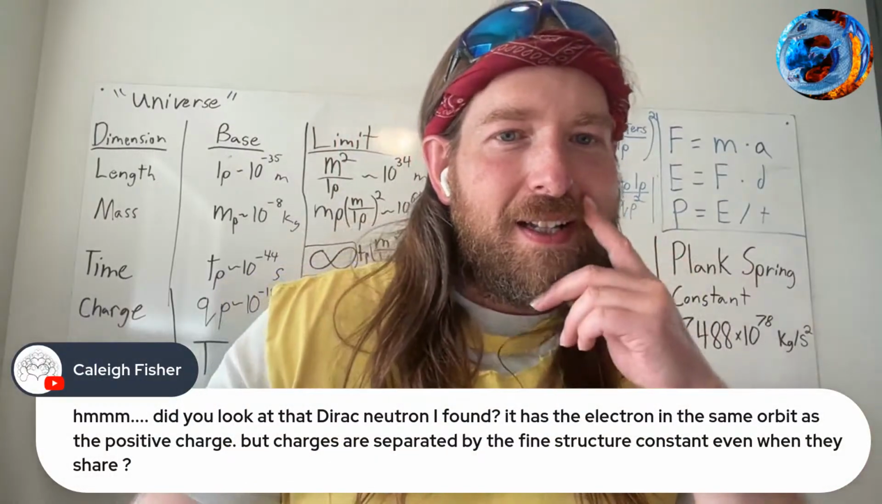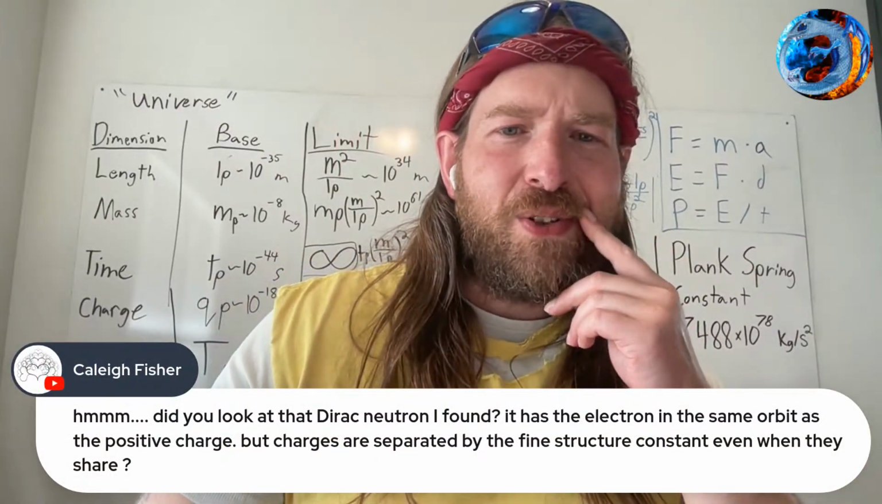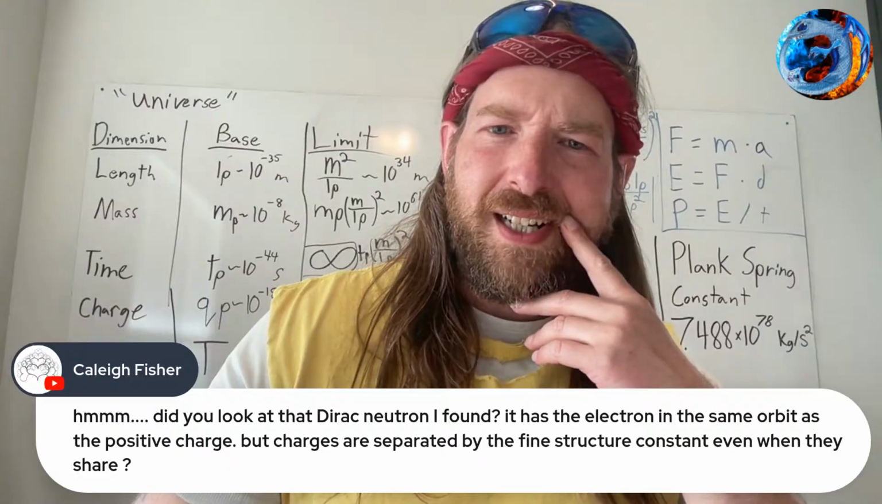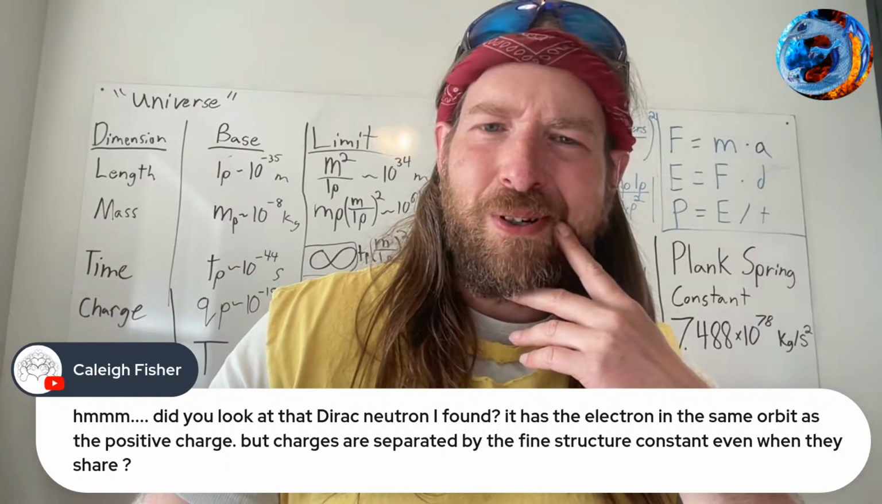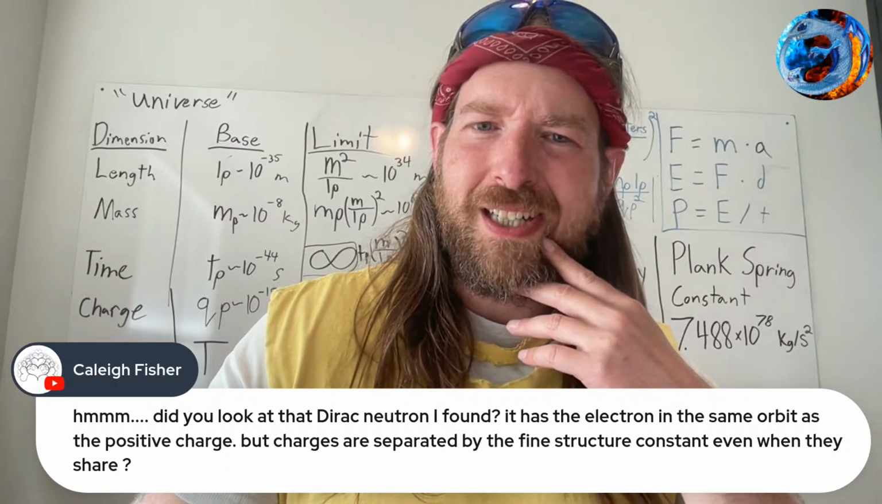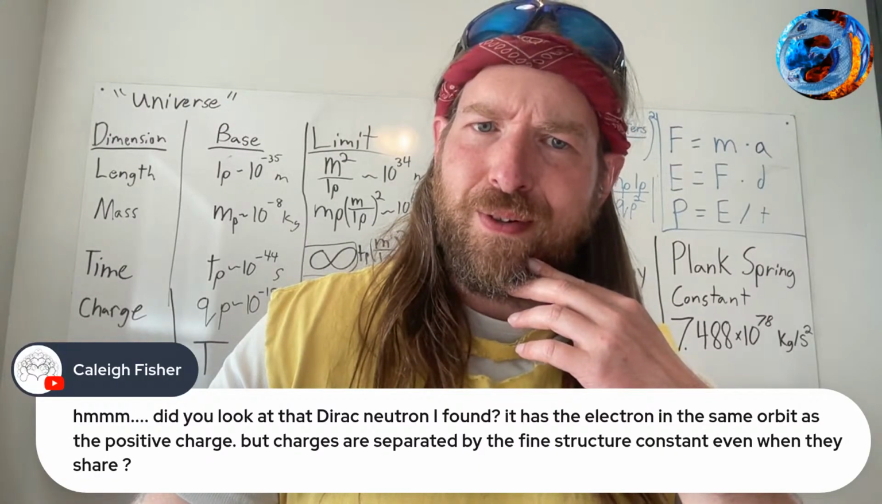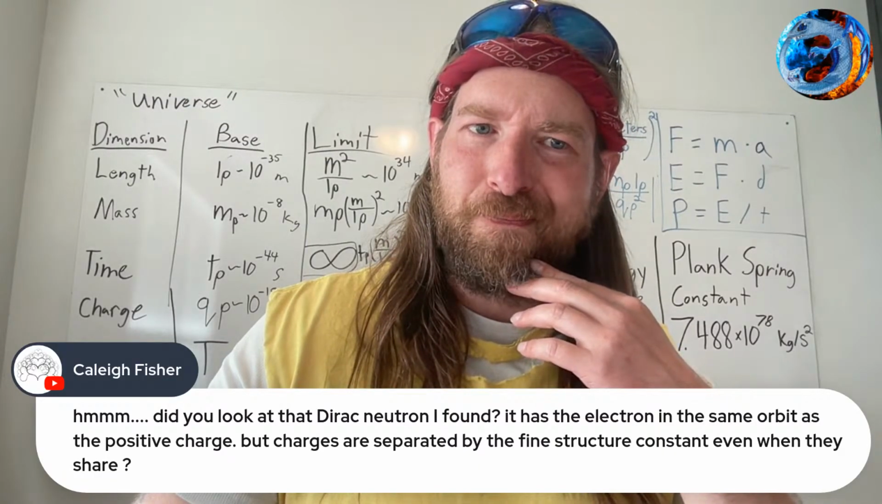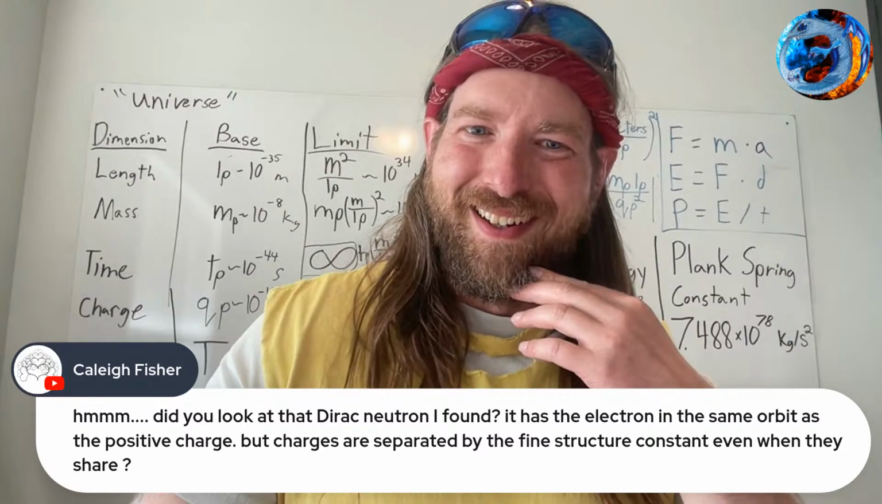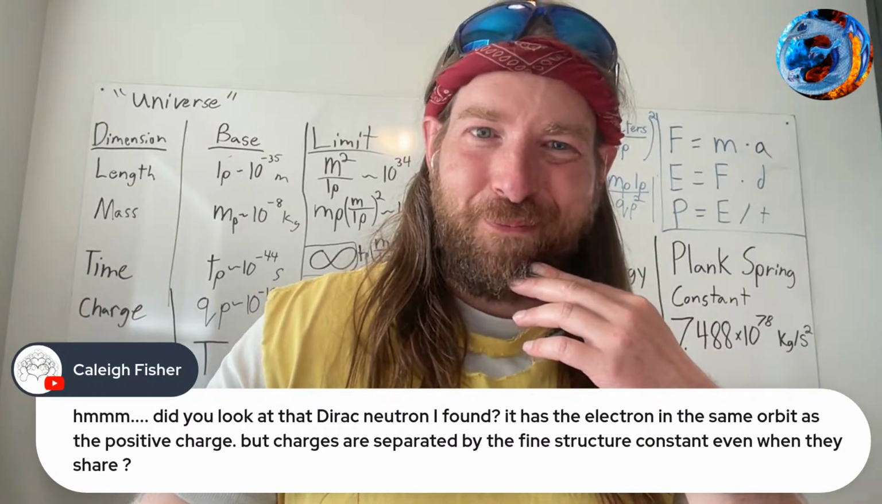Kali's saying, did I look at the Dirac neutron? It has the electron in the same orbit as the positive charge, but charges separated by the fine structure... No. Send me that, please. I'd love to look at that. That would be fascinating.